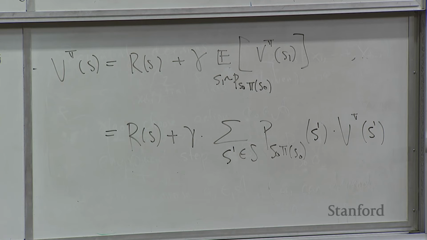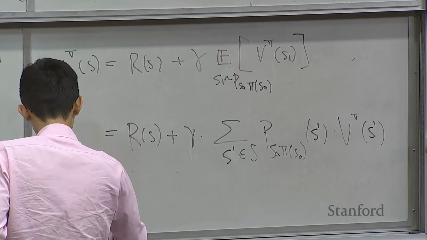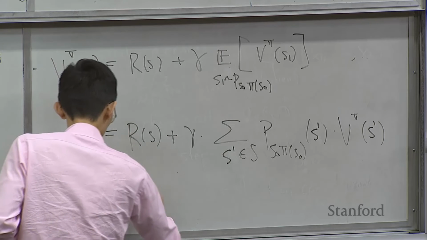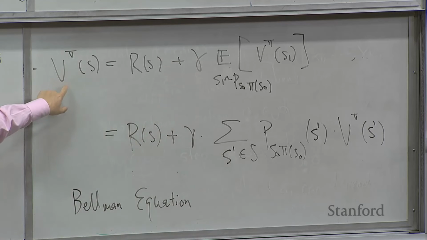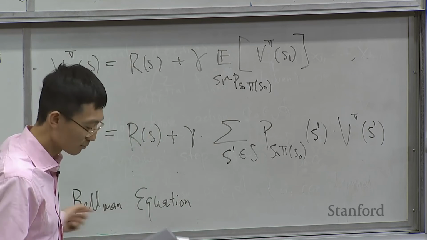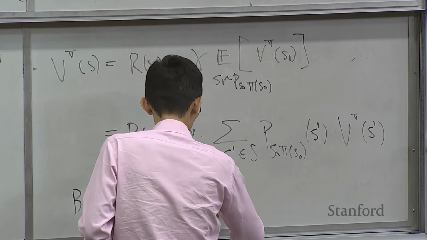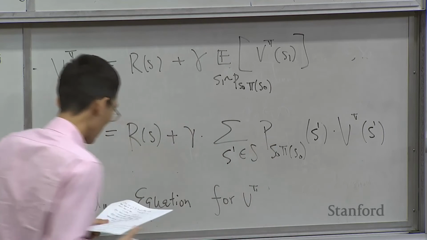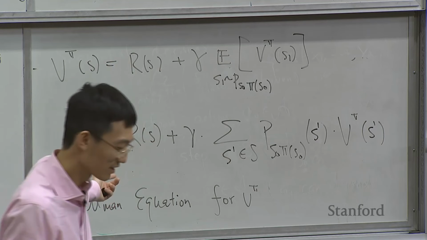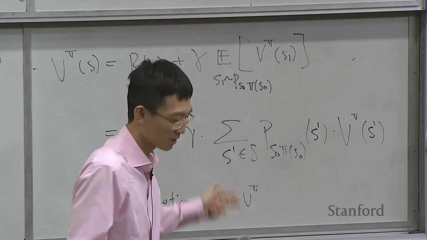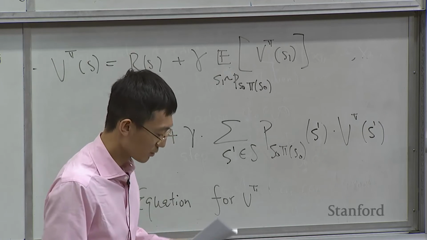Okay, so why is this useful? First of all, this is called the Bellman equation. This is an equation about the value function v pi, and it's often called the Bellman equation for v pi, because there's going to be another Bellman equation which has exactly the same name. People also call it Bellman equation for some other quantities I'm going to define in a moment. So why is this Bellman equation useful?